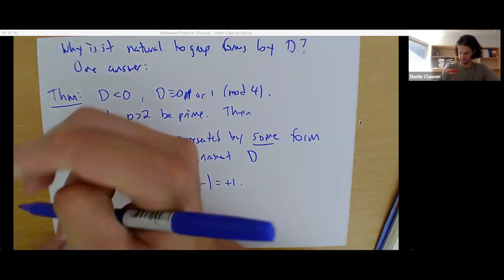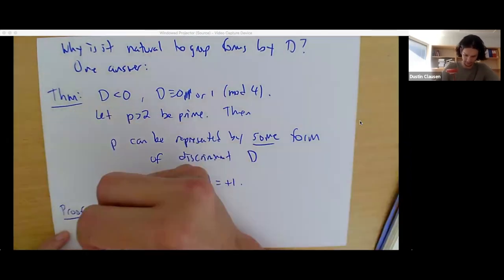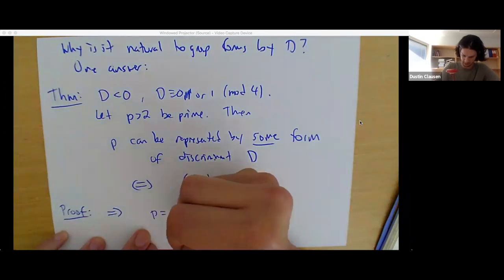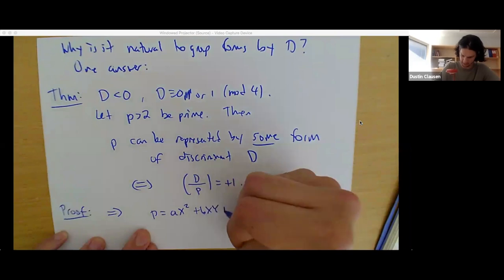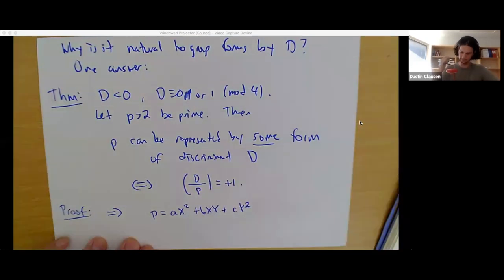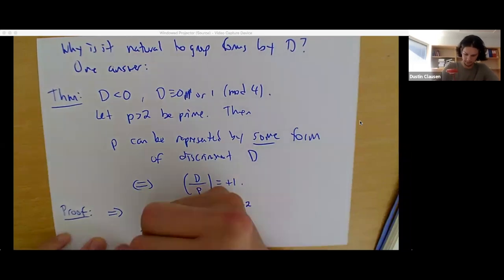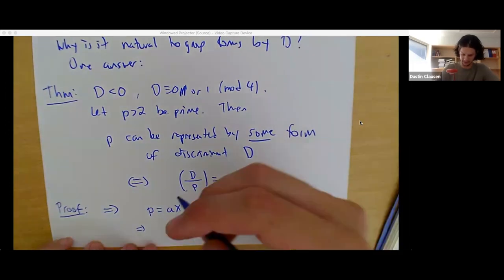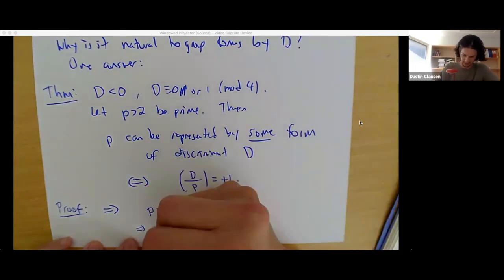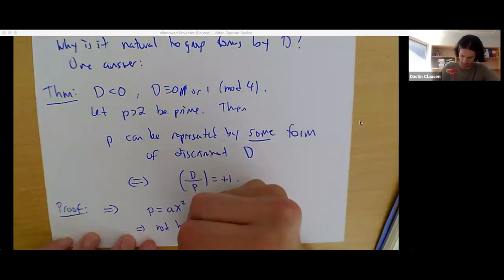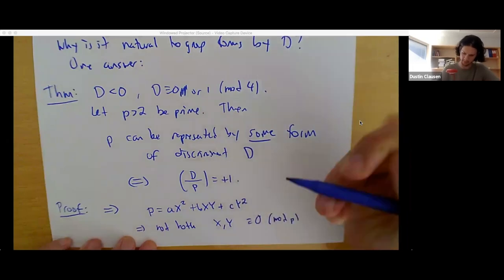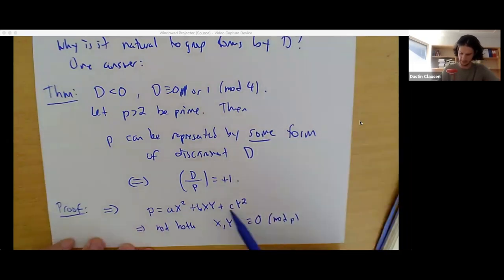So first let's give the forward direction. Let's assume that p is equal to ax squared plus bxy plus cy squared. Since p has odd p-adic valuation, in fact p-adic valuation one, it follows that it can't be the case that both x and y are congruent to 0 mod p. Because if both of them were divisible by p, then you'd have a p squared on the right-hand side, but you only have a p on the left-hand side.